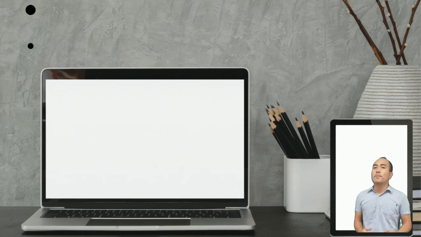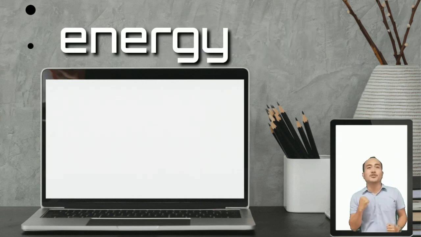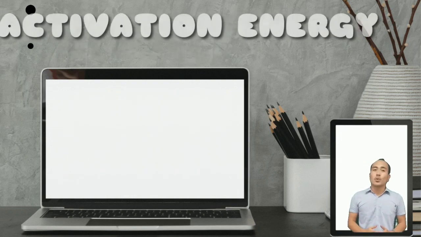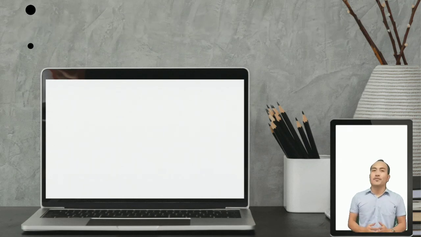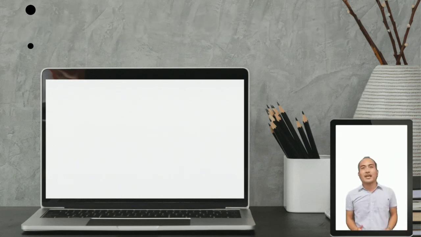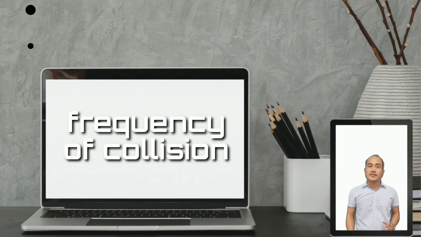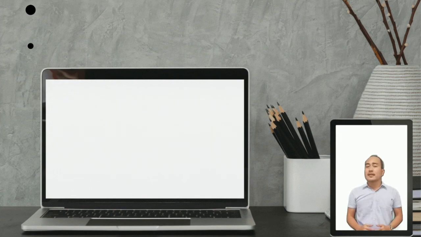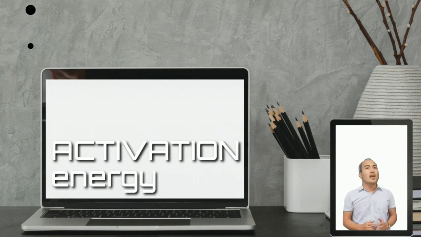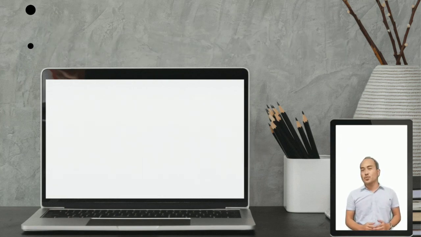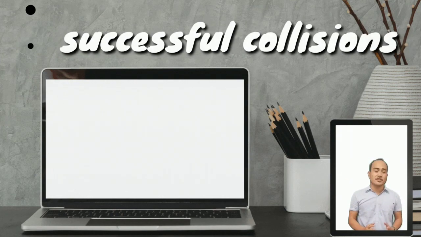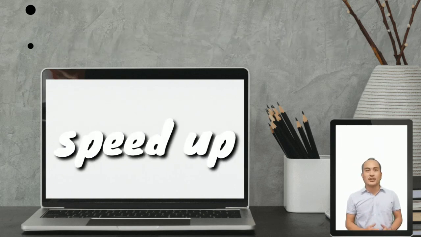Reactions take place when particles collide with a certain amount of energy. The minimum amount of energy needed for the particles to react is called the activation energy and is different for each reaction. The rate of reaction depends on two things: the frequency of collision between particles and the energy with which particles collide. Take note that if particles collide with less energy than the activation energy, they will not react. The particles will just bounce off each other. So anything that increases the number of successful collisions between reactants will speed up a reaction.